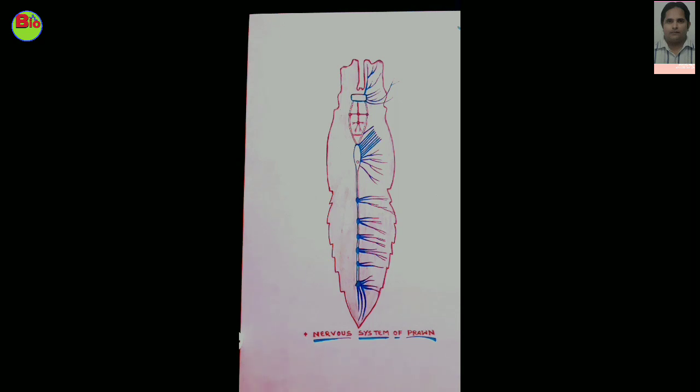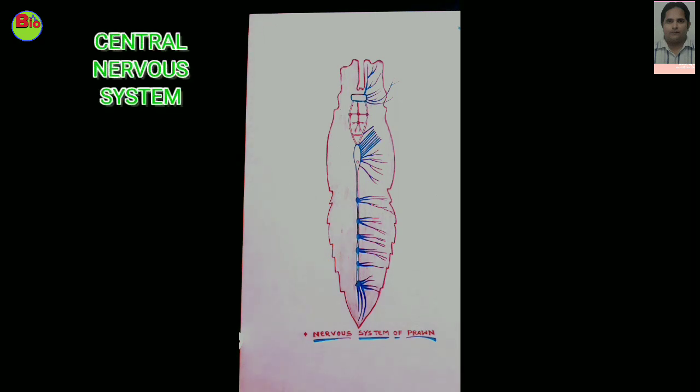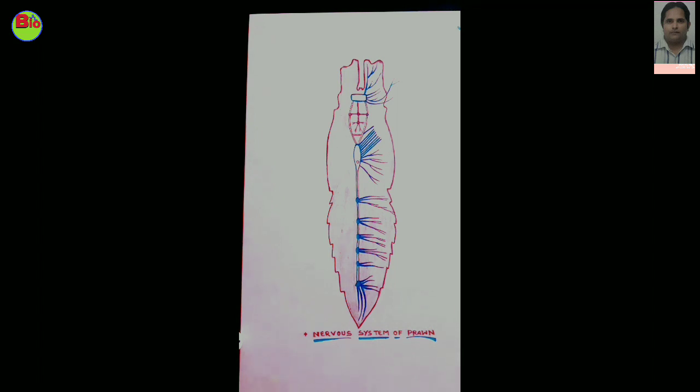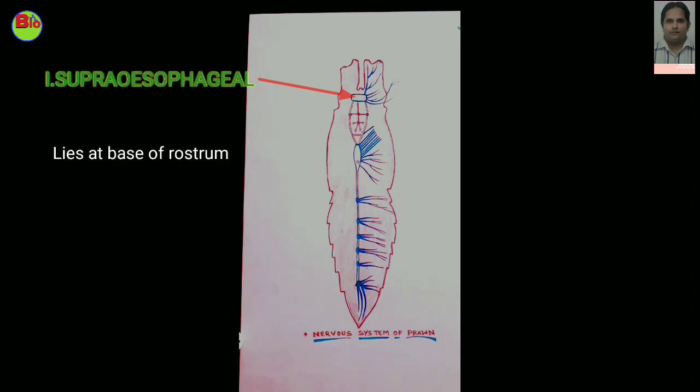First of all, the central nervous system. It includes the following parts: supraesophageal ganglia, circumesophageal connectives, nerve cord. Now first, supraesophageal ganglia. They lie under the base of the rostrum in front of the junction of the esophagus and cardiac stomach. They are embedded in a thick cushion of fat and fuse to form a white bilobed mass, that is the brain.